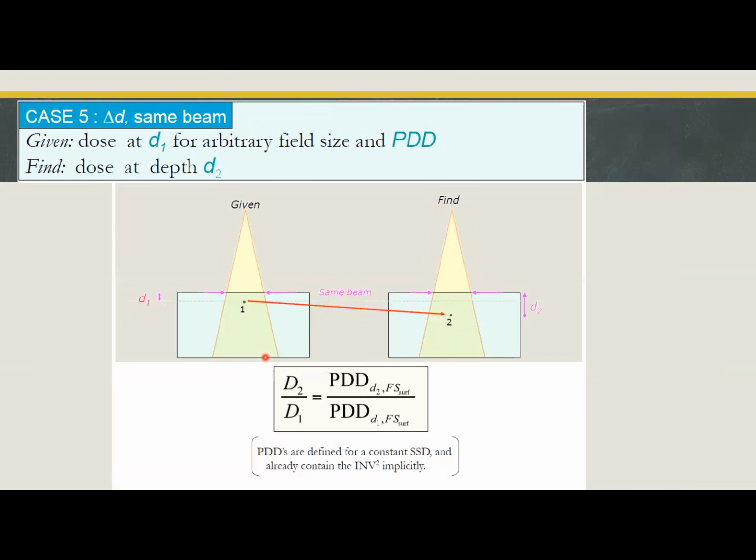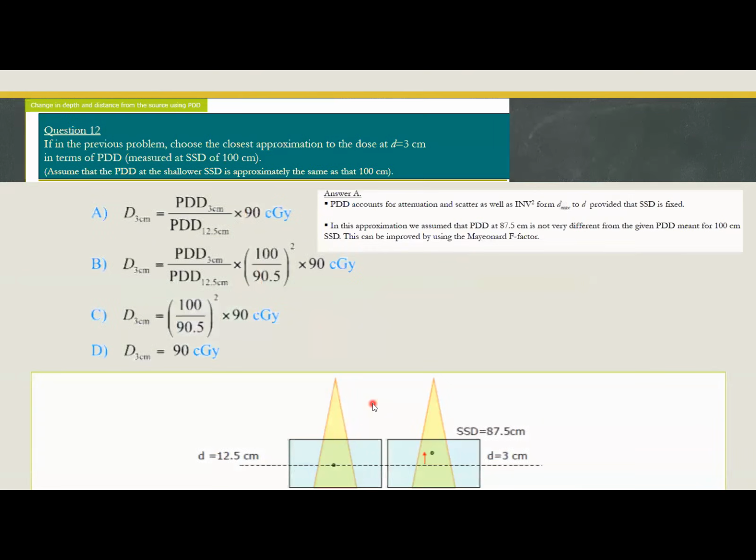Case 5 is with the PDD setup. The previous one was the SAD setup, and this one is the PDD setup. Here you can see the difference. The inverse square law factor was not incorporated because it was embedded in the PDD formalism. So this is an example of a case.